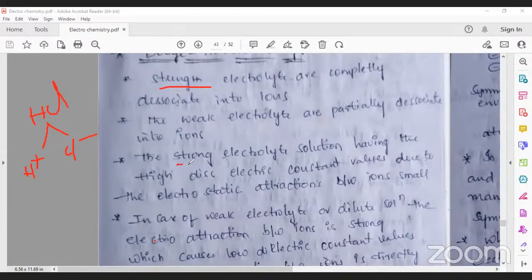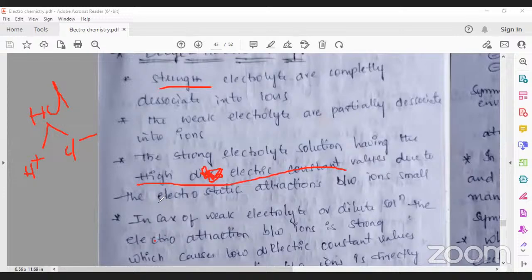One more point for strong electrolytes. The strong electrolyte solution has a high dielectric constant value. This is not disk, this is die only. Some mistakes are there, you people may recognize them and make the correction. So here this is die, not disk. Strong electrolytes have high dielectric constant values.